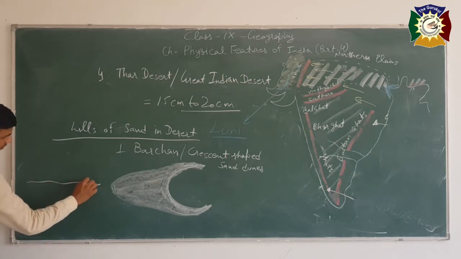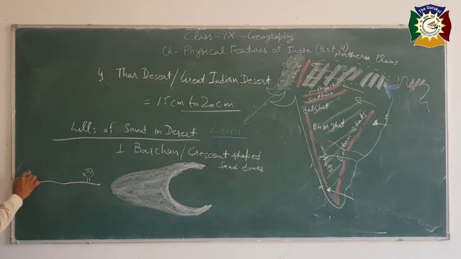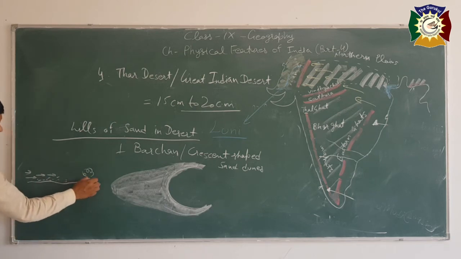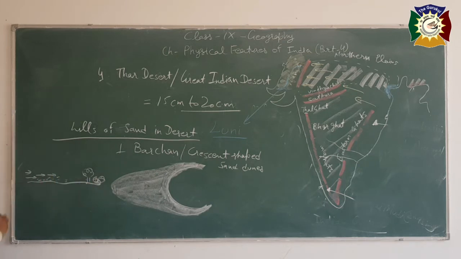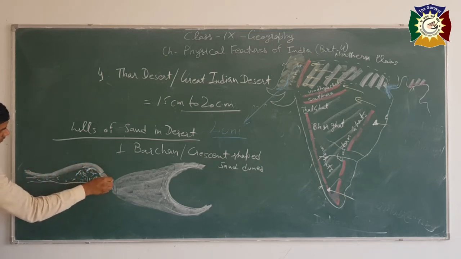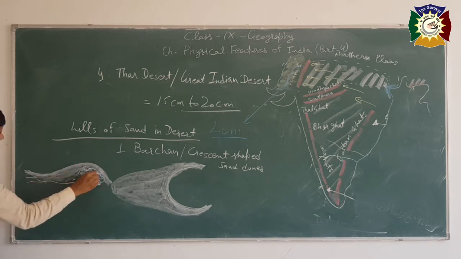Actually, what happens when wind moves or flows over the sand particles in the desert region, or any obstacle like a tree, bushes, or any stone or rock material comes in the way of the wind, then sand particles start to deposit here, and after some time they will cover this region, and you can see this kind of feature from the side.